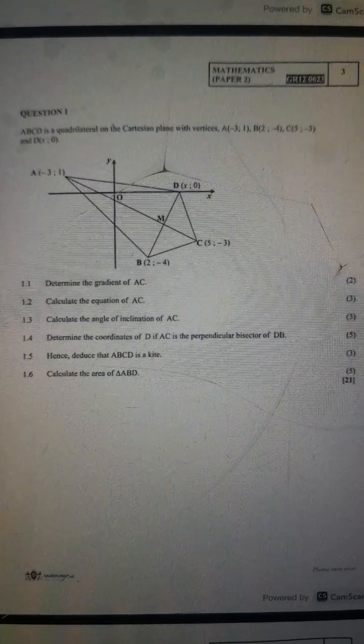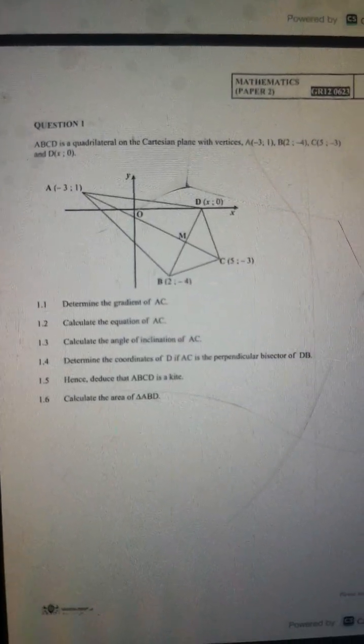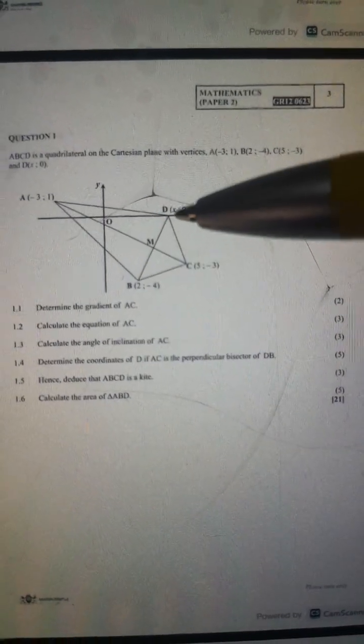So let's start with today's work. In today's work, let's first look at question 1, guys. We will look at question 1. They said ABCD is a quadrilateral on a Cartesian plane with vertices A(-3; 1), B(2; -4), C(5; -3), and D(x; 0). There's a missing value there at D, which is x and 0.